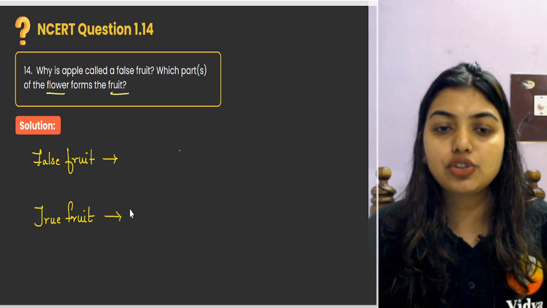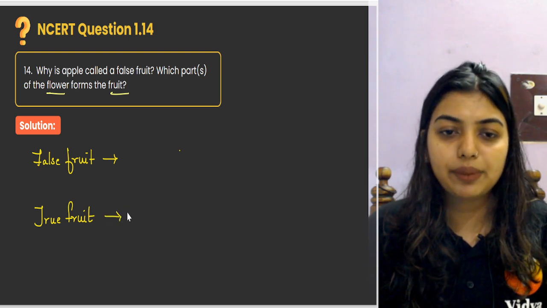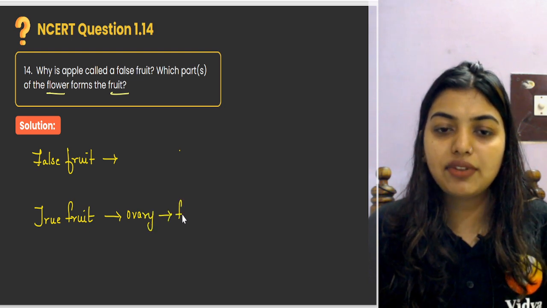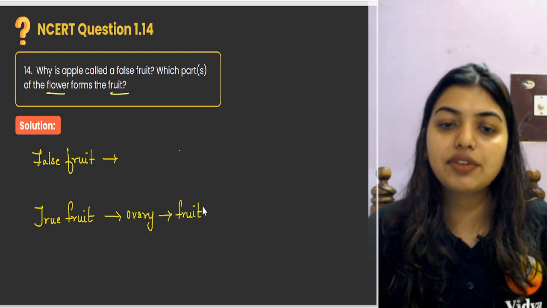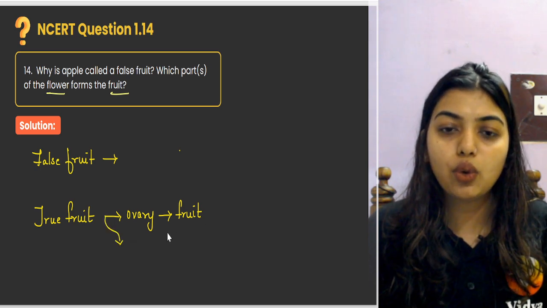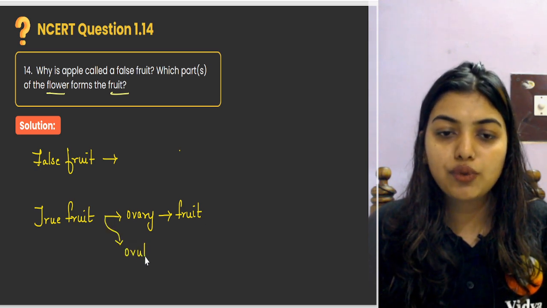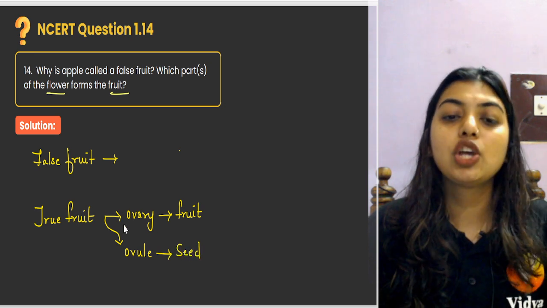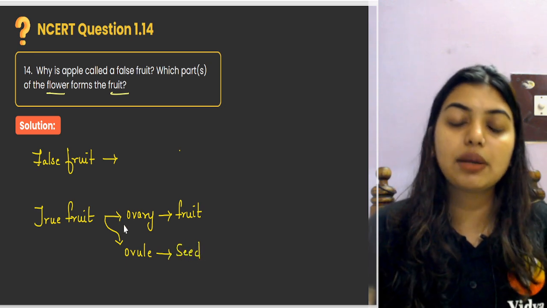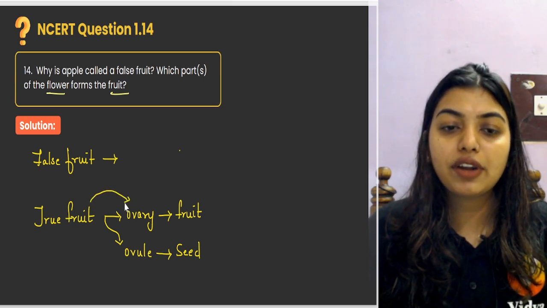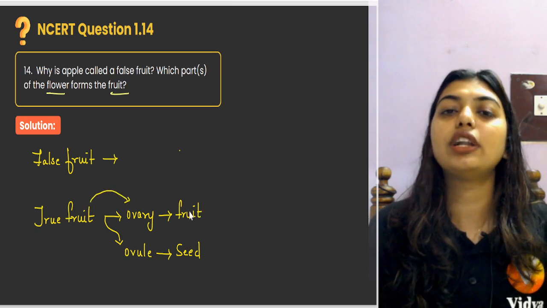Students, very simple. True fruit. What is the fate of the ovary? The ovary has to become the fruit. Everything has a fate. If they don't follow the fate, then they are not true. Okay, ovary will become fruit, ovule will become seed. This is the fate of them. So, in true fruits, the ovary will get modified to form the fruit. This is called as true fruit.